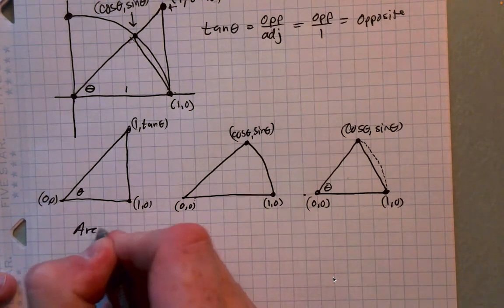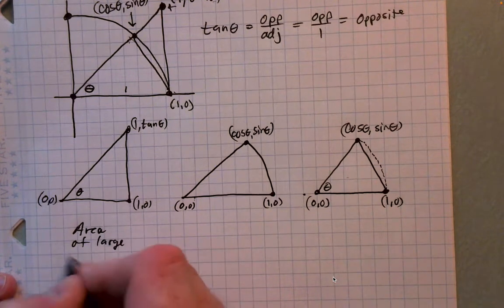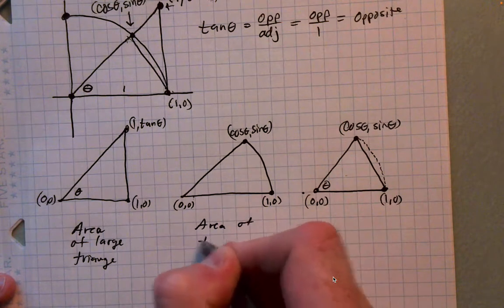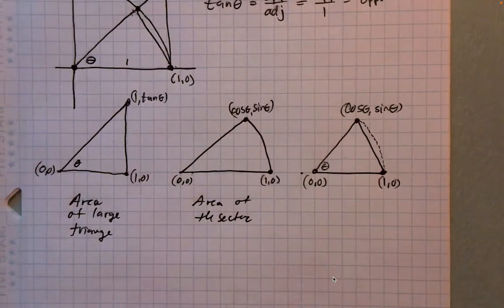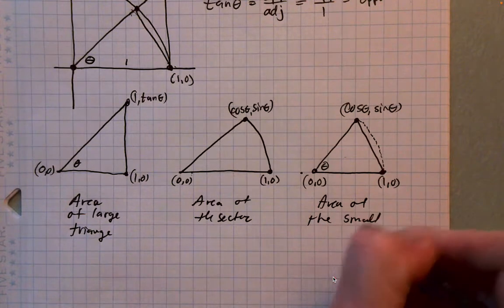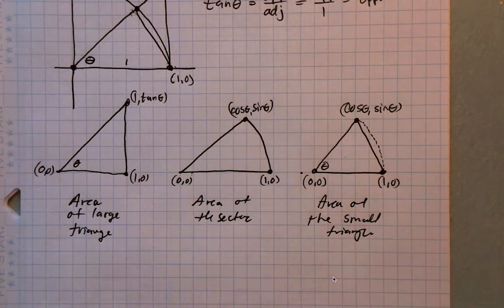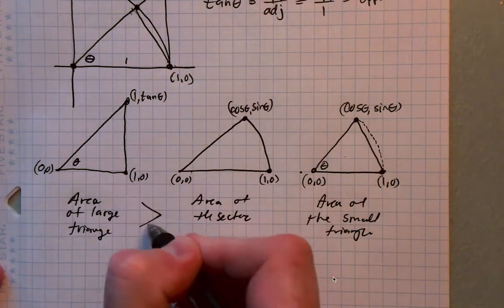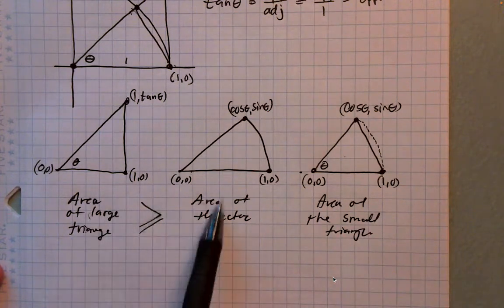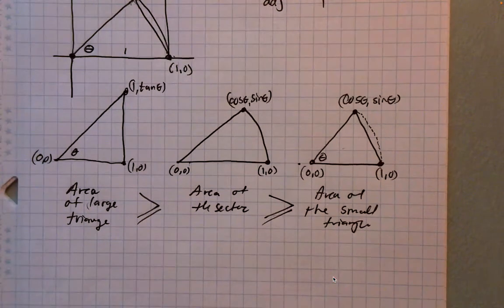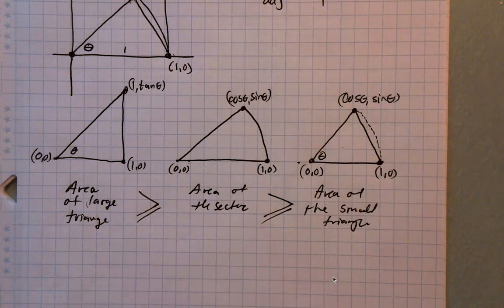The area of the large triangle, the area of the sector, and then the area of the small triangle. Okay, now just geometrically, we know that the large triangle is going to have the largest area, and specifically, it's going to be larger than the sector always, right? And the small triangle is going to have the smallest area, and in between is the area of the sector.